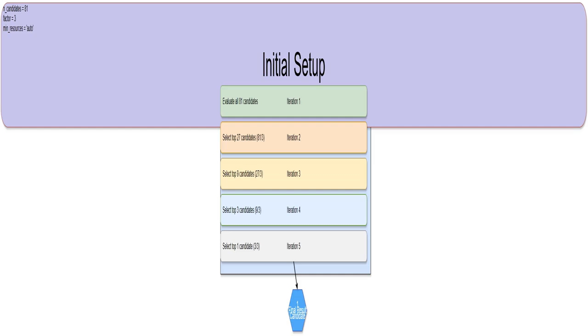I'm setting up the hyperparameter tuning process using HalvingRandomSearchCV. I'm starting with 81 candidate sets of hyperparameters, a reduction factor of 3, meaning I'll keep only 1/3 of the best performing candidates at each step, and letting the algorithm automatically determine the minimum resources needed.